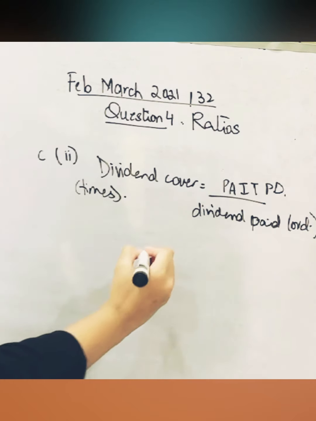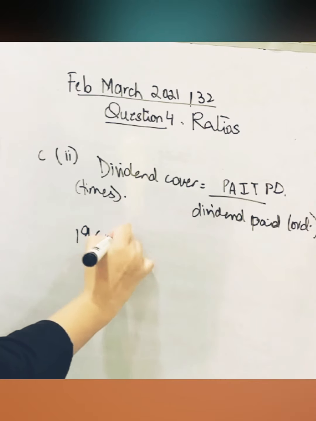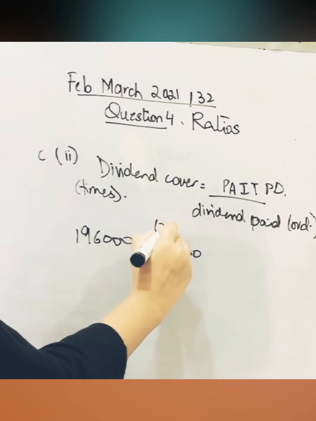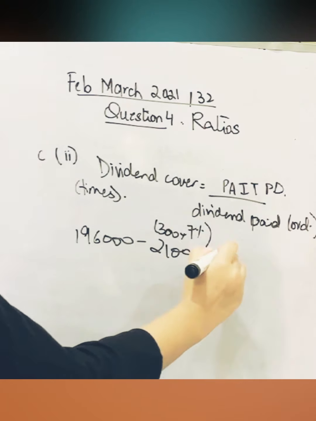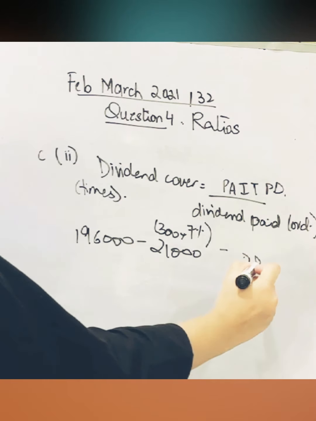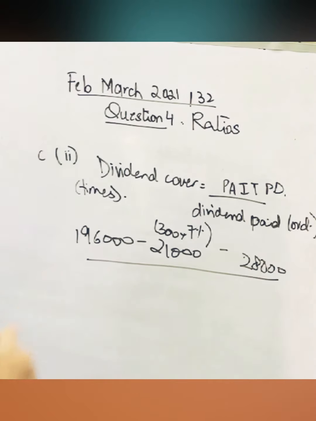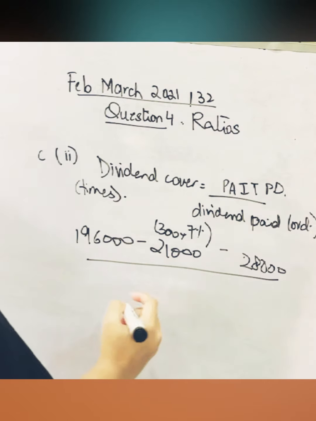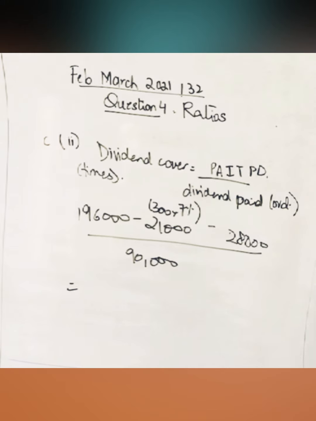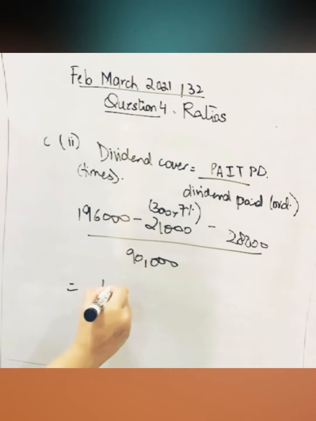Now the profit after interest and tax we need to calculate, because 196,000 was profit from operations. 21,000 was the interest paid that we calculated as 300 into 7%. And we're also supposed to subtract the preference dividend, as we stated, which is 28,000. So this is profit after interest and tax in the calculation of dividend cover, and dividend paid was already stated as 90,000. So we are not supposed to include any proposed dividend, and the total will be 1.63 times.